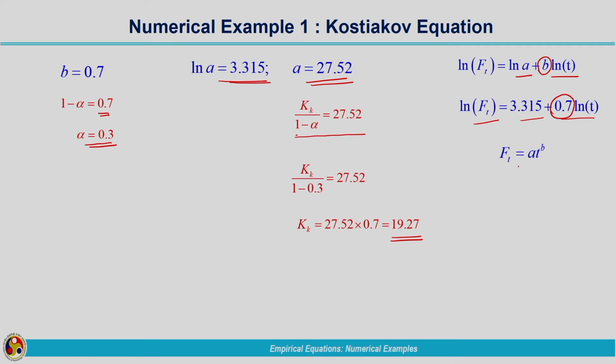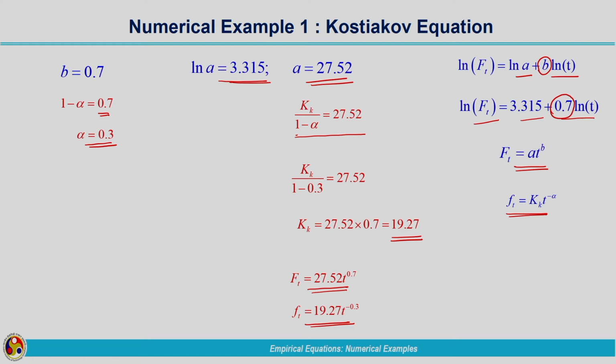So, this is our equation, f of t equals a t to the power of b. Here we are substituting the corresponding parameters a and b. So, you will get cumulative infiltration as 27.5 t to the power of 0.7, and infiltration rate is given by kk t to the power of minus alpha. So, that takes the form 19.27 t to the power of minus 0.3.